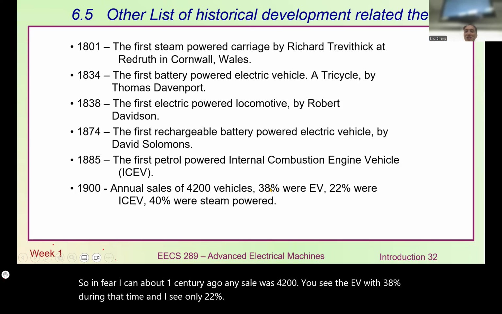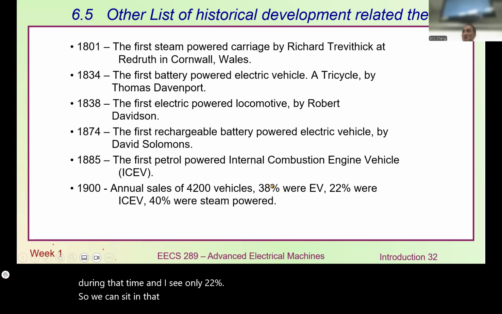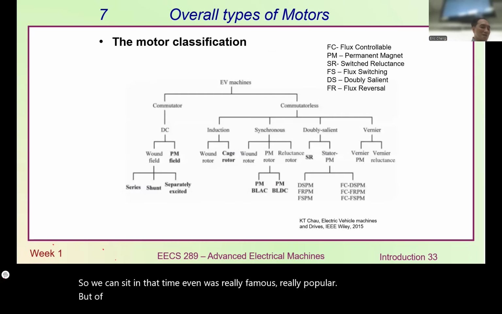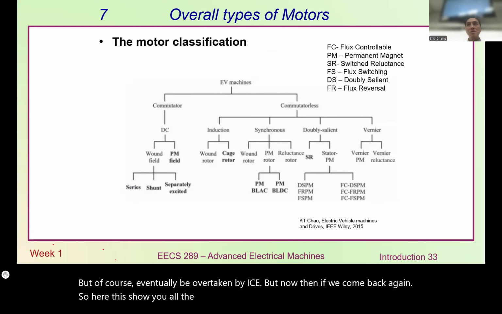So you can see during that time, EV was really famous, really popular. But of course, eventually it was overtaken by ICE. But now EV has come back again. So here this chart shows you all the different types of motor available nowadays.